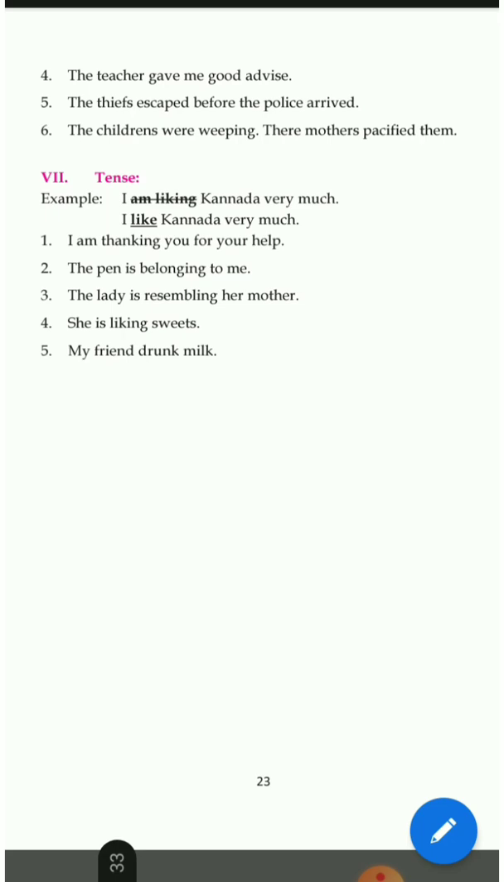Look at that. She is liking sweets. So it has to be she likes sweets. Next one. My friend drank milk. What is the mistake here? The verb form is wrong here. When we use drunk, drunk is the V3 form of drink. Drink, drank and drunk. If you are using drunk, then there should be have. It has to be my friend has drunk.